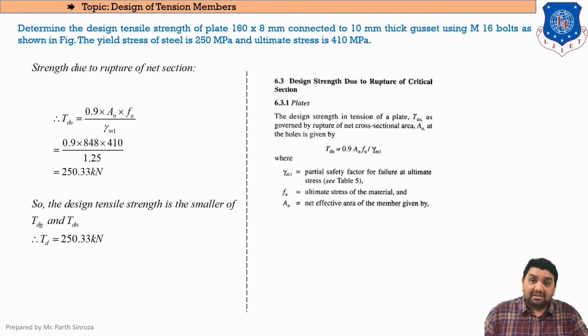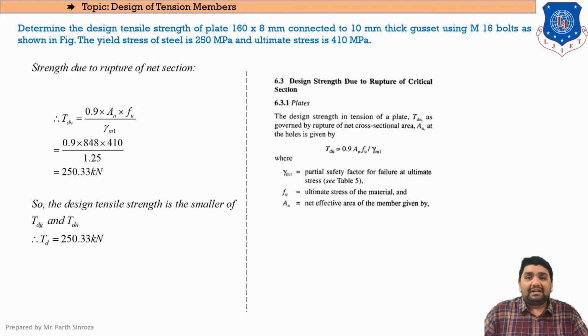Out of these 2 cases, that is TDG and TDN, the smaller value was of TDN. So the final strength, that is TD, will be equal to 250.33 kilo Newton. Again repeating, block shear will not be calculated for a zigzag or staggered bolting. Clear? For zigzag or staggered bolting, the TD will always be the smaller of TDG and TDN. So this was our sum pertaining to zigzag or staggered bolting.